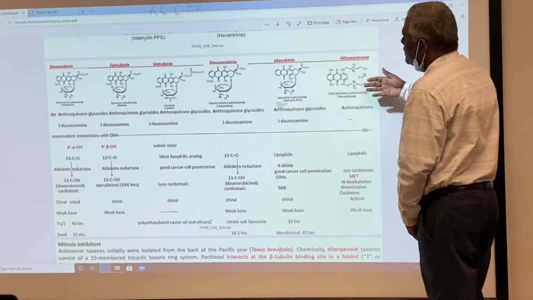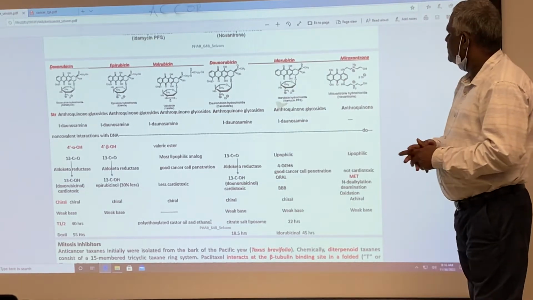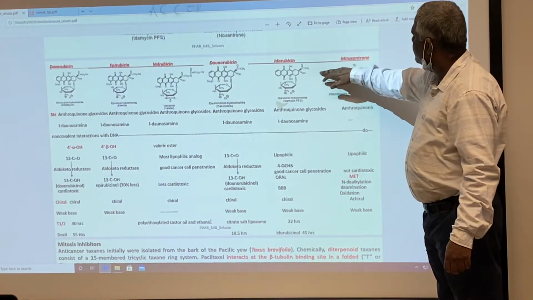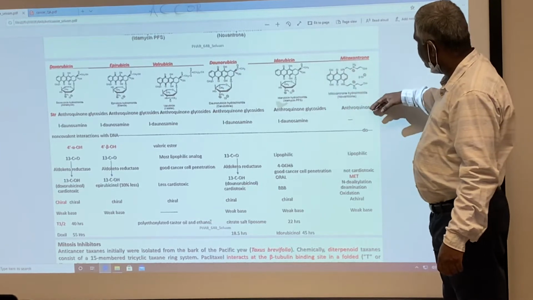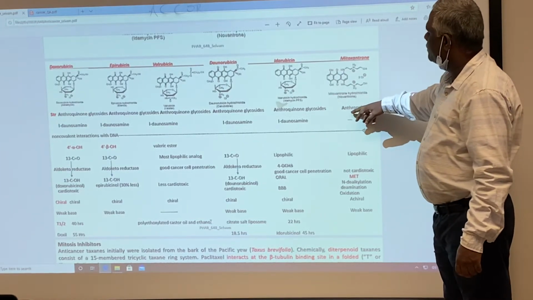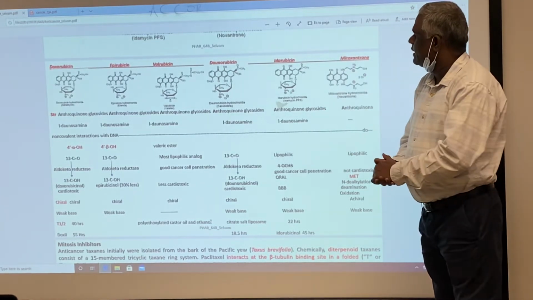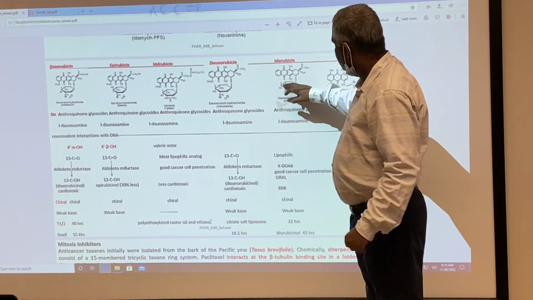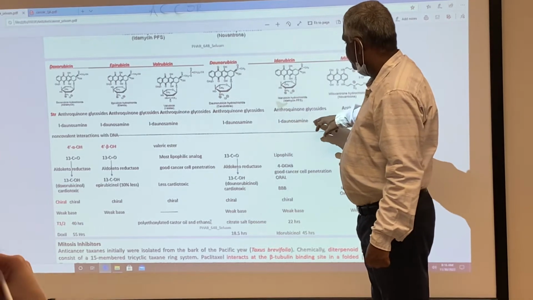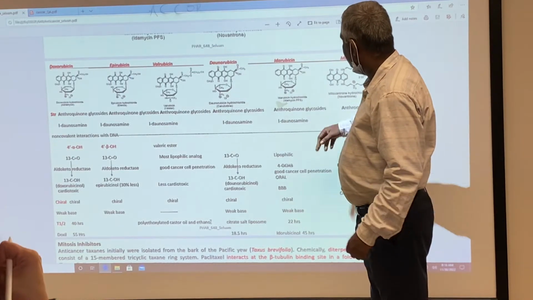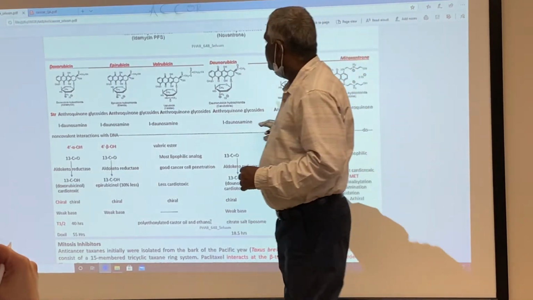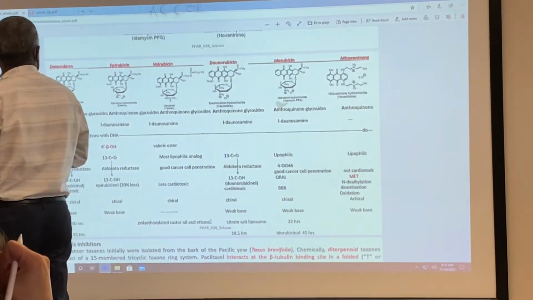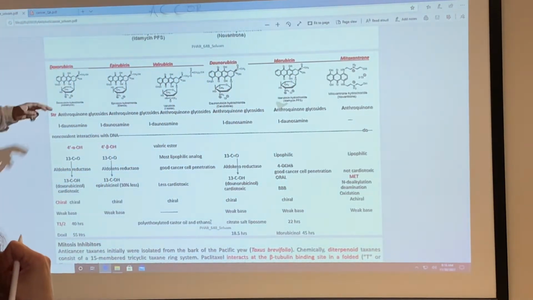The last one has no sugar moiety attached. Only the anthraquinone moiety is attached to this compound. The remaining are all glycoside type compounds. An amino sugar is attached to these compounds with a glycosidic linkage.